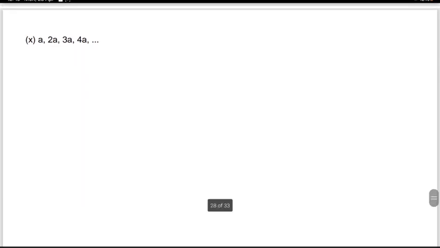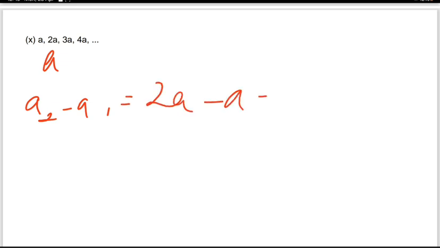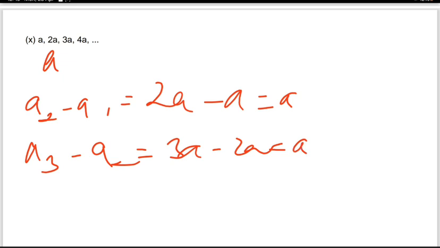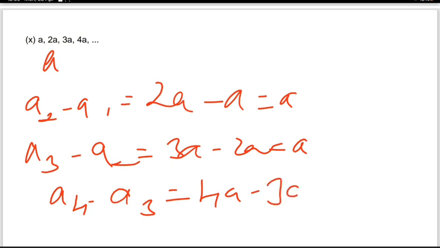Okay. So first term is a. If you take a2 minus a1, you can clearly see 2a minus a, that is a. And if you take a3 minus a2, you will be getting 3a minus 2a, that is a. And if you take a4 minus a3, you will be getting 4a minus 3a, that is again a. So common difference is the same. So we just need to find the remaining 3 terms.